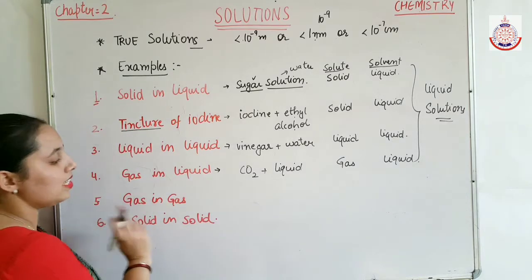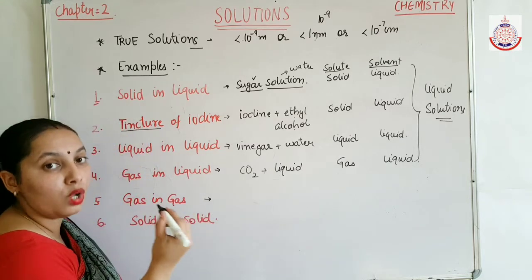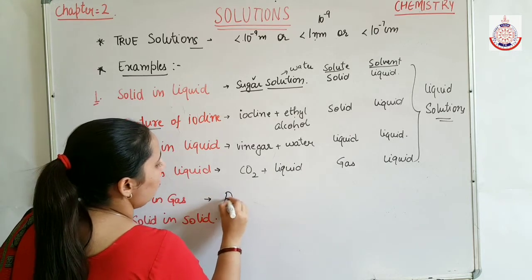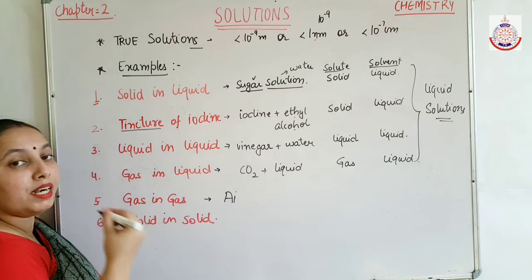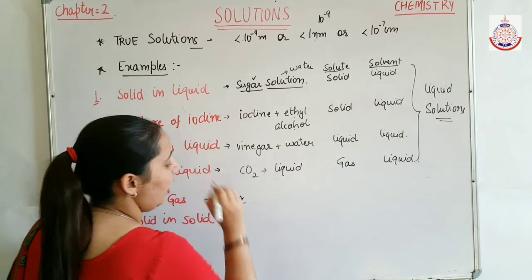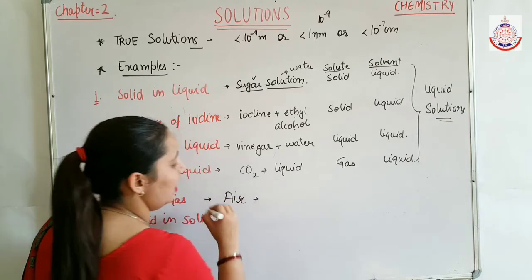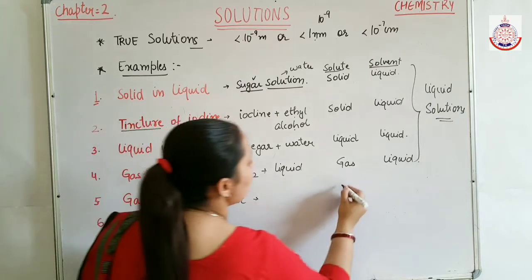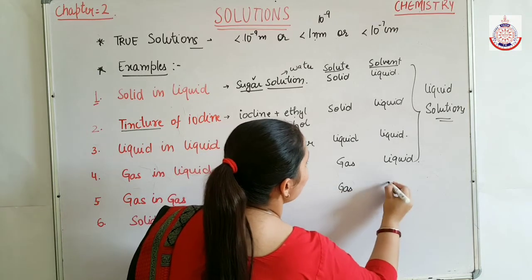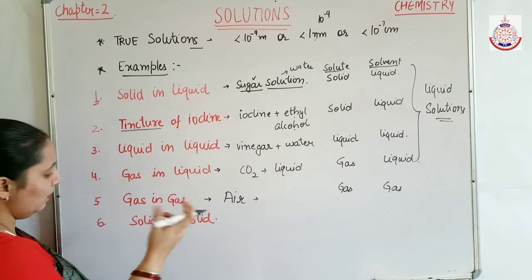Next is gas in gas. Gas in gas is also a solution. At a microscopic or particle level, you can say that air is a mixture of gases. So air is a gas in gas solution in which the solute is also gas and the solvent is also gas.